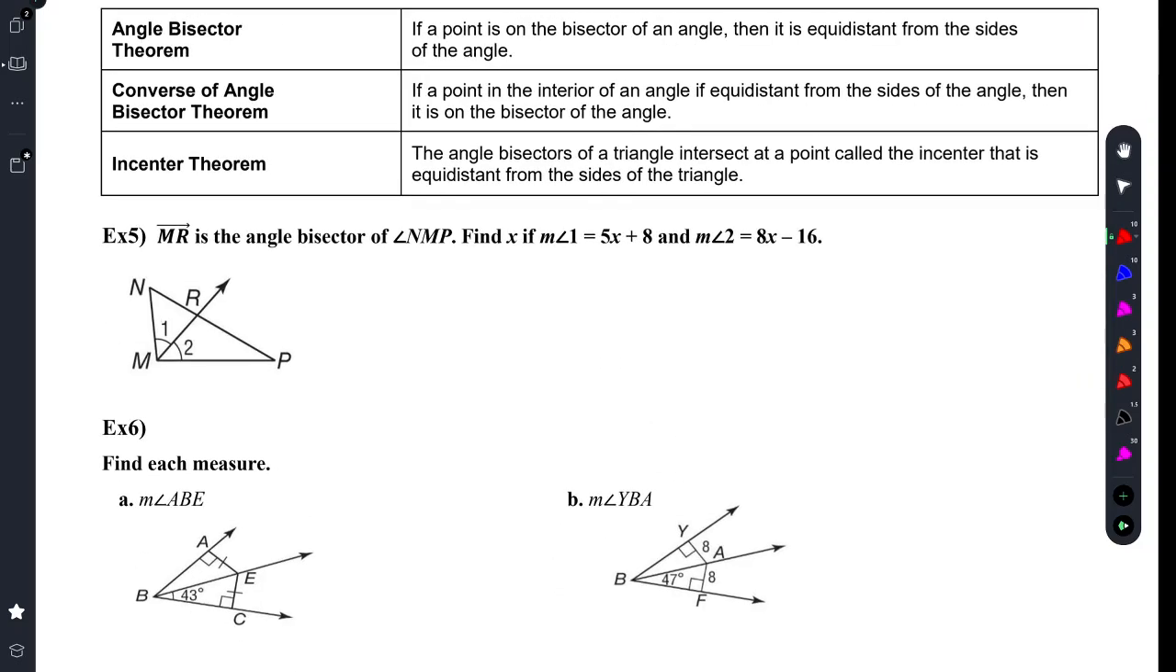What do we know? MR is the angle bisector. So we know angle 1 and 2 are equal, correct? So we know that, this is not hard, right? 5x plus 8 is equal to 8x minus 16. So we get 3x equals 24, so x is 8. What's the question? Find x. All right, we're done.